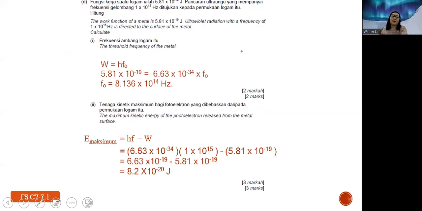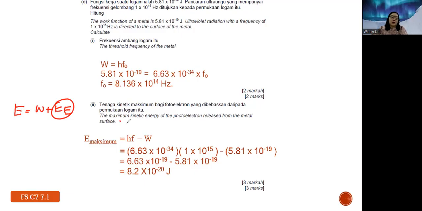Then moving on to part 2, they want to find the maximum kinetic energy of the photoelectron released from the metal. So what is the formula that you use? Basically, in general the photon energy E equals work function plus kinetic energy. But now you make kinetic energy the subject, so you have maximum kinetic energy equals energy minus work function.